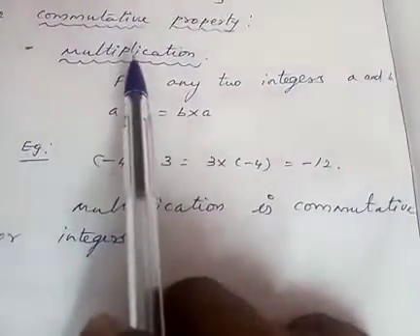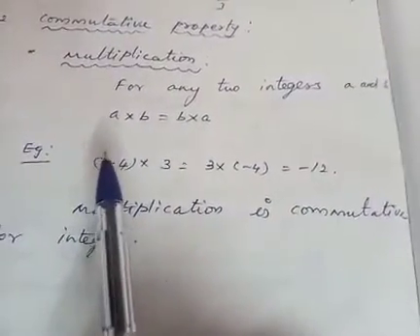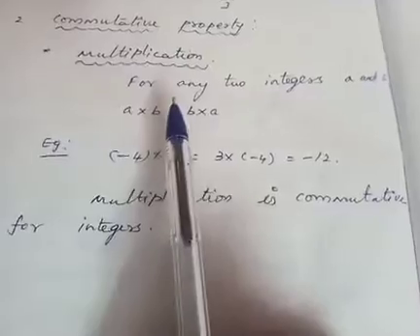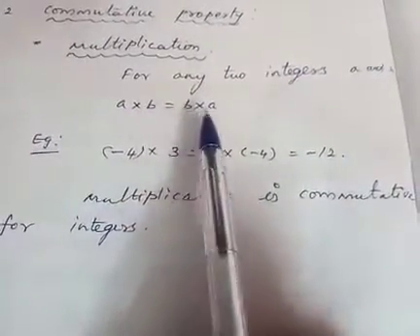The next property is commutative property. The first one is multiplication. Multiplication is commutative for integers. For any two integers a and b, a × b is equal to b × a.